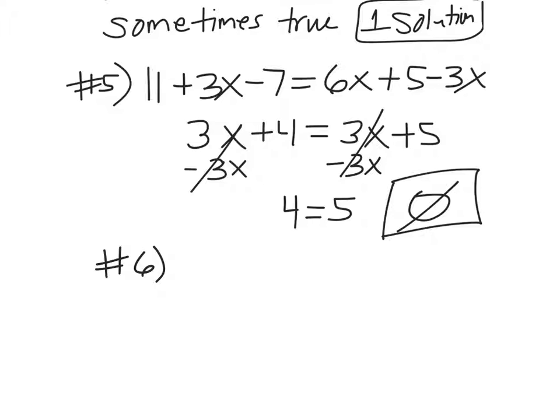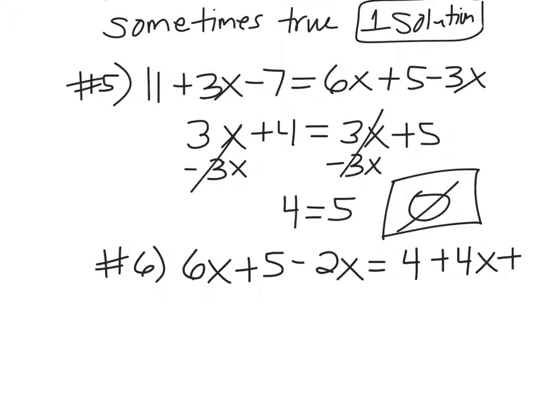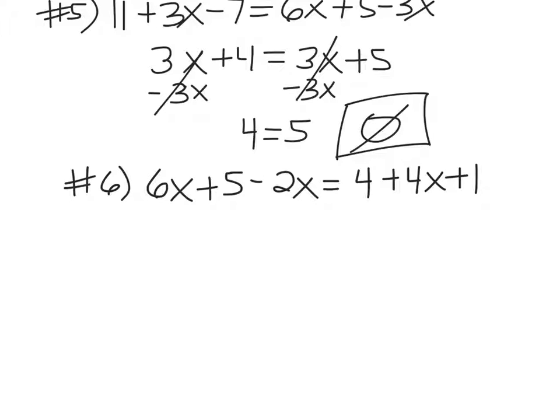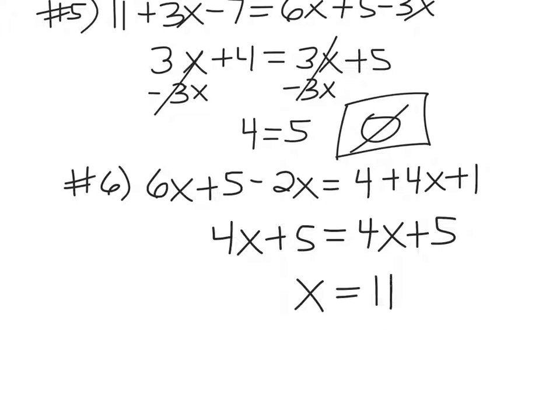All right, number 6. You know what the answer is going to be to this one. Let's prove it. 6x plus 5 minus 2x equals 4 plus 4x plus 1. You try this one. Do the algebra and see how it goes. So we've got 6x minus 2x is 4x plus 5. And on this side, I get 4x plus 5. It's the same thing. It's an identity.